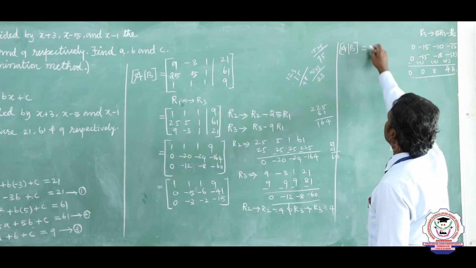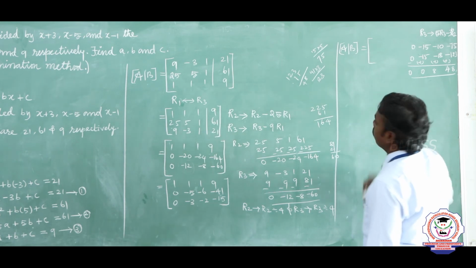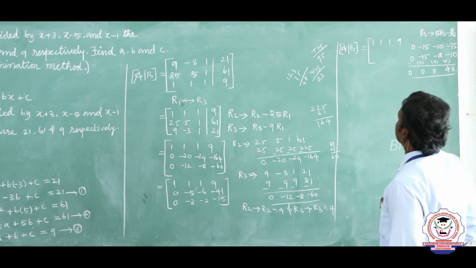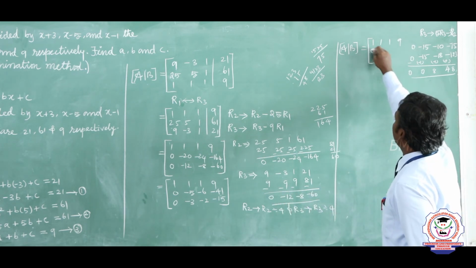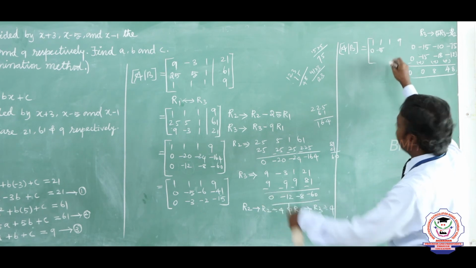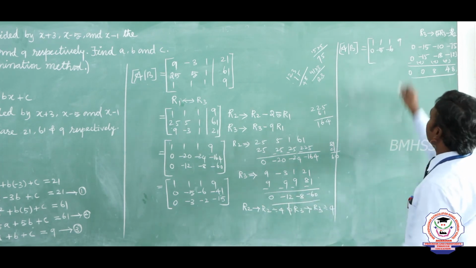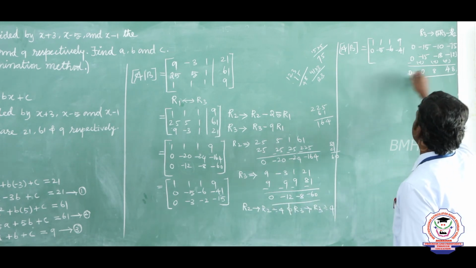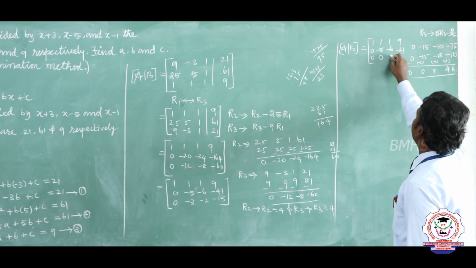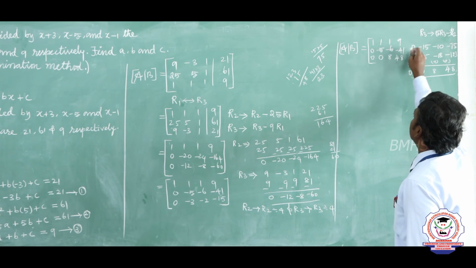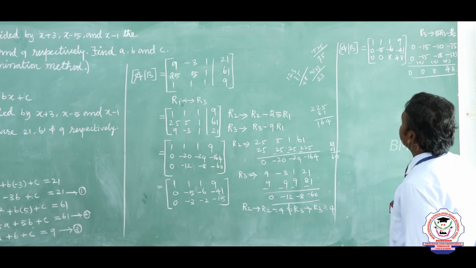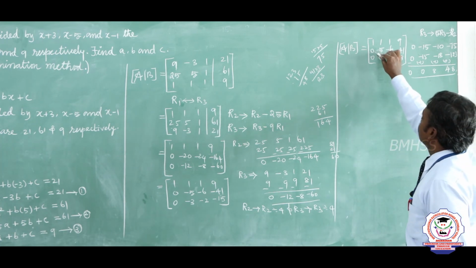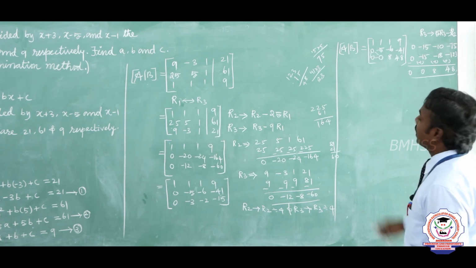Listen, after this we can write the matrix, that is in the first row 1 1 1 9. So there is no changes. The second row 0 minus 5 and minus 6 and minus 41. Third row, just now we have changed everything. 0 0 8 48. Listen to this. Now I have changed into echelon form. Do you understand? Because in the diagonal triangle shape we got 0. Now it is in echelon form.